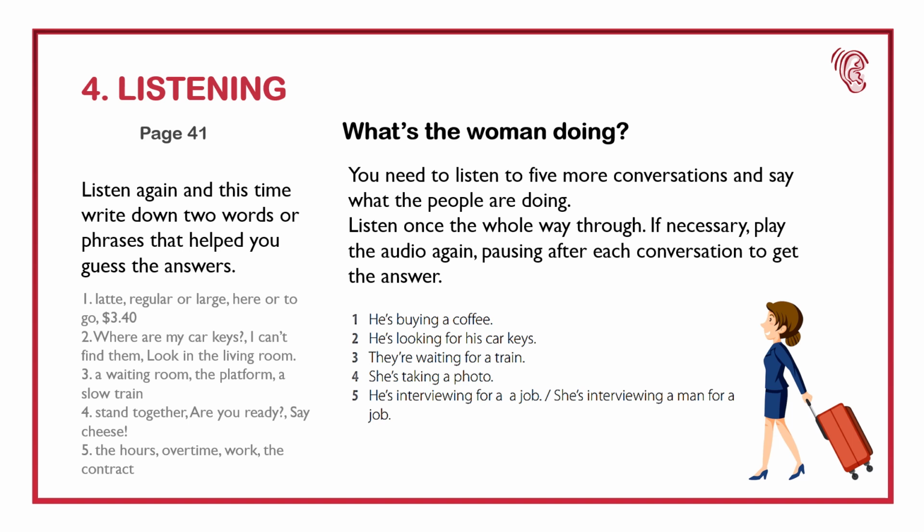3, a waiting room, the platform, a slow train. So they're waiting for a train. Number 4, stand together. Are you ready? Say cheese. So she's taking a photo. Number 5, the hours, overtime, work, the contract. So he's interviewing for a job, or she's interviewing a man for a job.